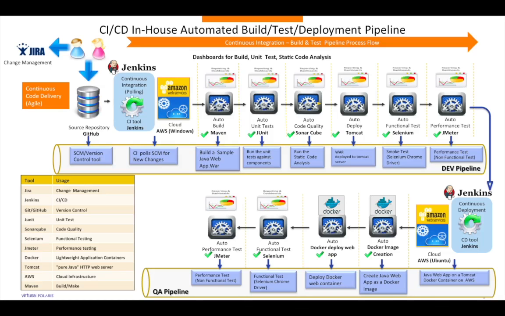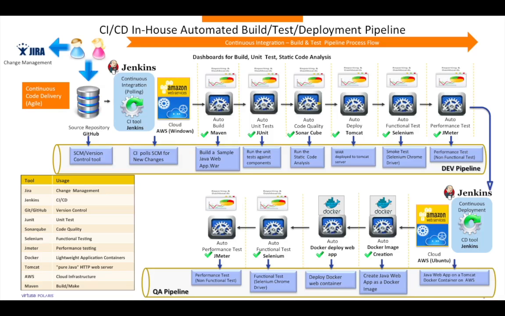Looking at this slide, it has two pipelines, the dev pipeline at the top and the QA pipeline at the bottom. The dev pipeline is a Windows machine hosted on AWS Cloud. The QA pipeline is an Ubuntu machine which is also hosted on AWS Cloud.